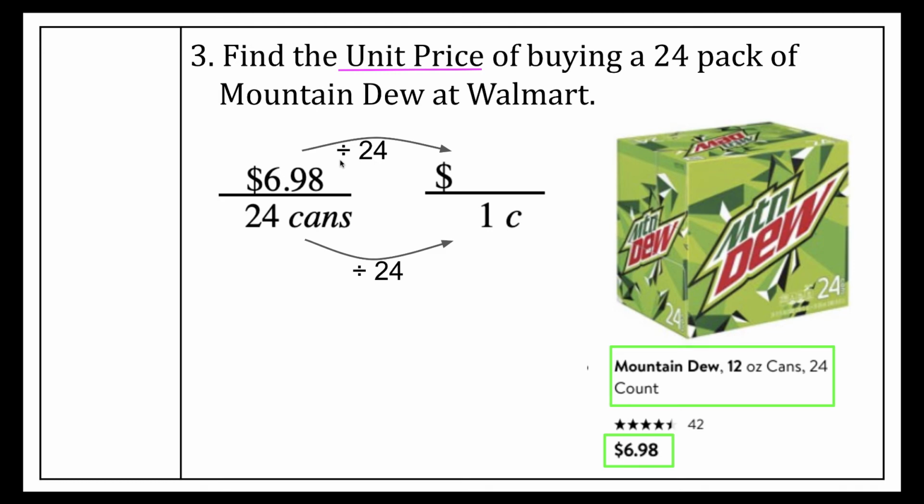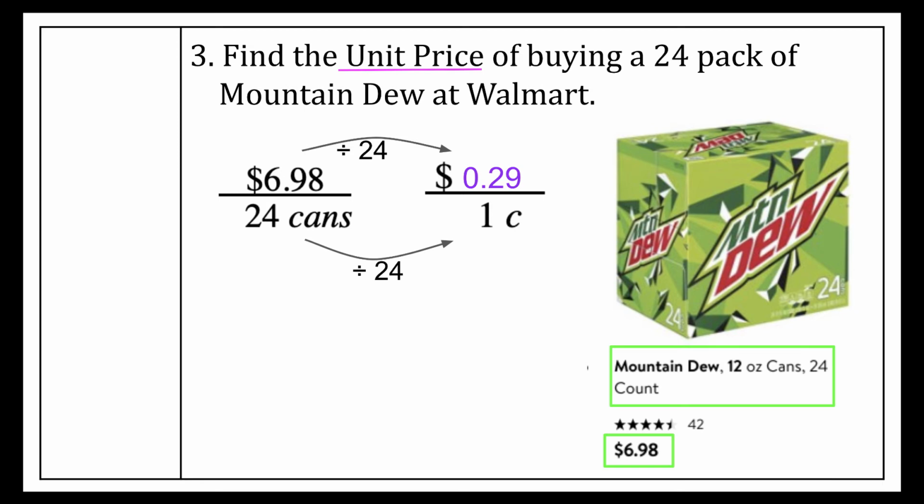And since we're dealing with money, we want to round to the hundredths place if we need to. So $6.98 divided by 24, round to the hundredths place. About how much does it cost per can? 29 cents, rounding to the hundredths place. So it's 29 cents per can. Make sure you have what's in front of you in your notes, because I'm going to ask you another question.